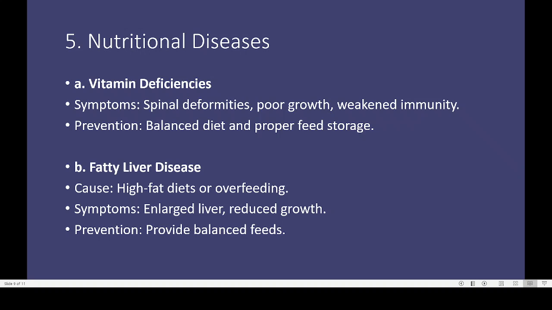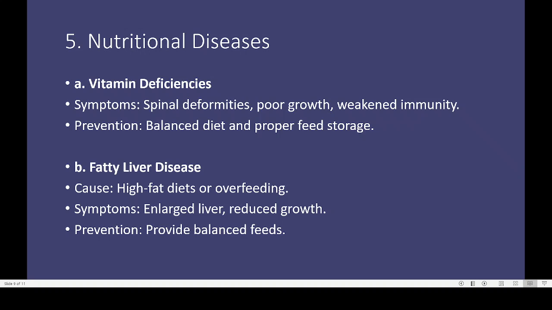So what we can do is provide a good diet. We can balance a diet that contains sufficient quantities of minerals, vitamins, etc. So these are something that we can do to avoid vitamin deficiency diseases in fish.